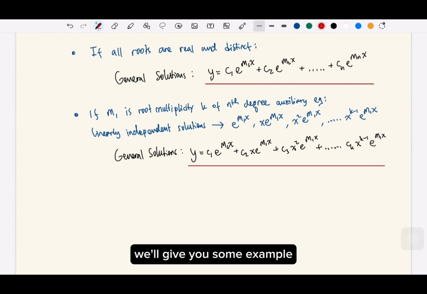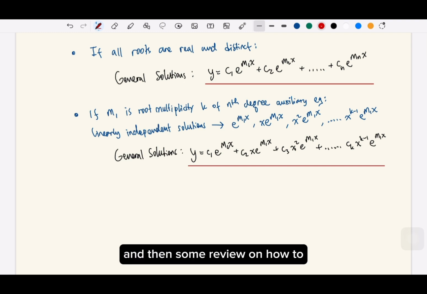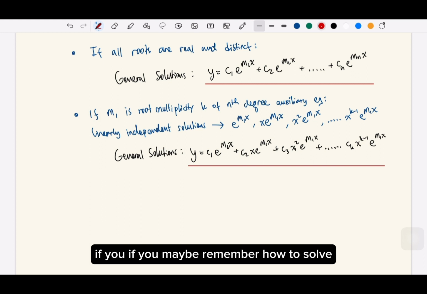We'll give you some example and then we are done for today. And then some review on how to, if you maybe remember, how to solve finding the roots in polynomials, finding zeros for cubic, for 4th order, 5th order. Okay.